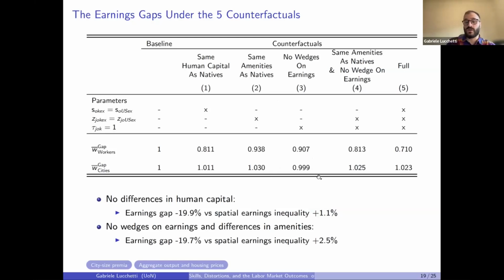At the same time, earnings inequality is going to decrease across cities by a small amount, 0.1%. And finally, when there are no wedges on earnings and no differences in amenities between immigrants and natives, their gap is going to shrink by the same amount as in the case of human capital, but spatial earnings inequality is going to increase by 2.5%, so about 1.5 percentage points more. And when I shut down all channels, of course, I'm going to have a combination of all these columns in column 5, and the earnings gap between immigrants and natives is going to decrease the most. But at the same time, spatial inequality across cities is going to increase.